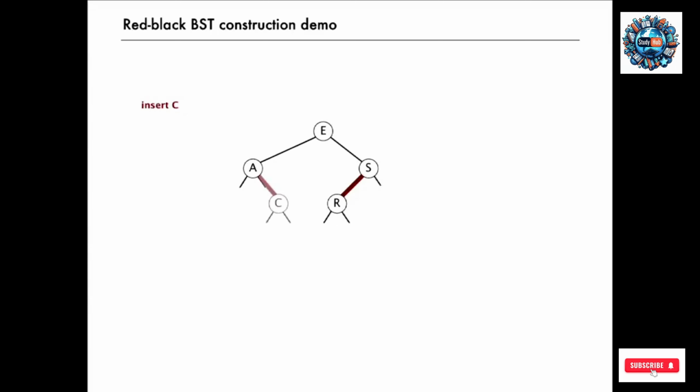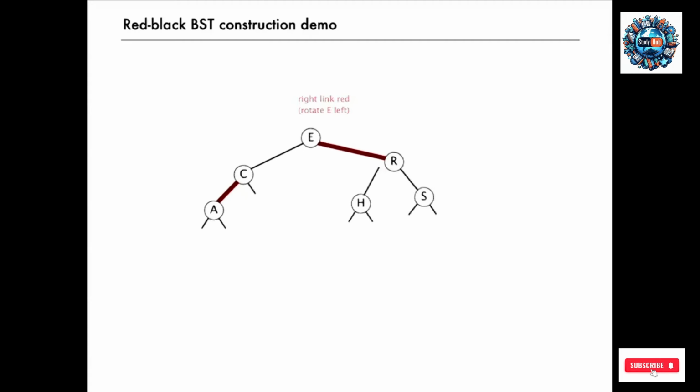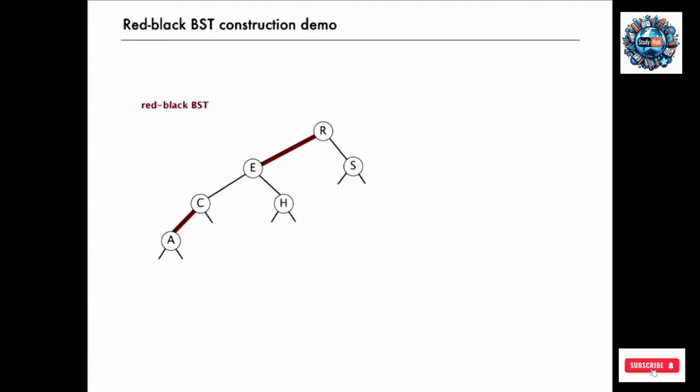And now if we insert C into this one, it goes less than E, greater than A. It's a red link connecting A and C, but it's leaning the wrong way, so we have to do a left rotation. Legal red-black BST. We want to insert H, that goes to the left of R, 2 reds in a row, rotate the top. Rotate the top, our temporary 4-node is balanced, flip colors. Now we have a 3-node, but the red link is leaning right, so we have to rotate. And then now we have a legal red-black BST.